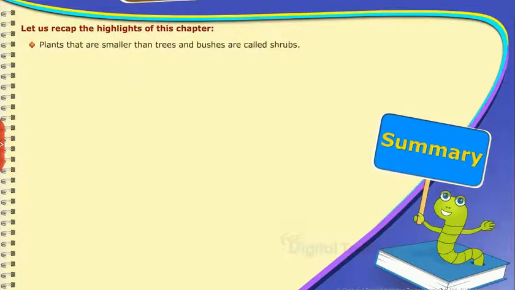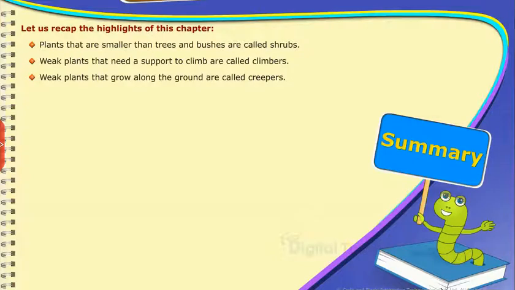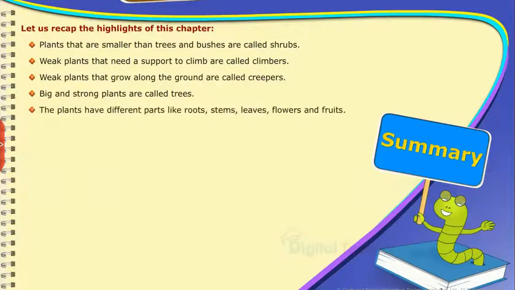Plants that are smaller than trees and bushes are called shrubs. Weak plants that need a support to climb are called climbers. Weak plants that grow along the ground are called creepers. Big and strong plants are called trees. The plants have different parts like roots, stems, leaves, flowers and fruits.